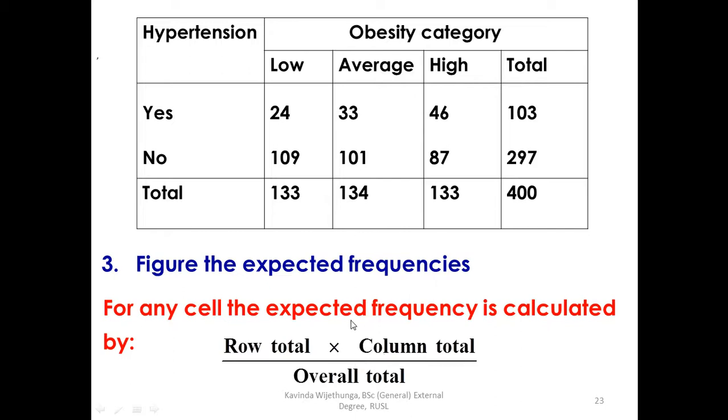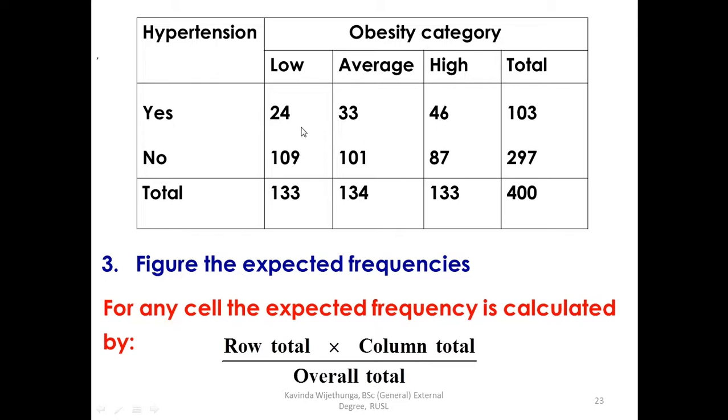It means if you need to find the expected value for this 24, what you have to do? Consider the row total. So you have to consider this row. What is the total? 103. And the column total is 133. It means you need to multiply 103 by 133, then divide by the overall total, that means 400.